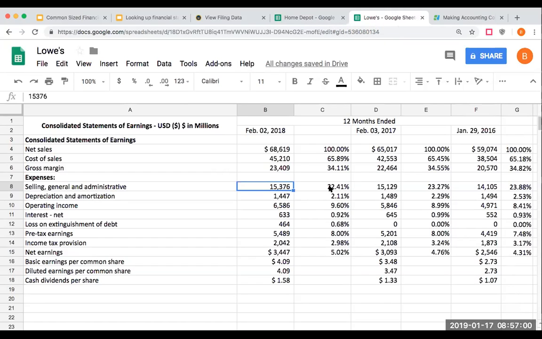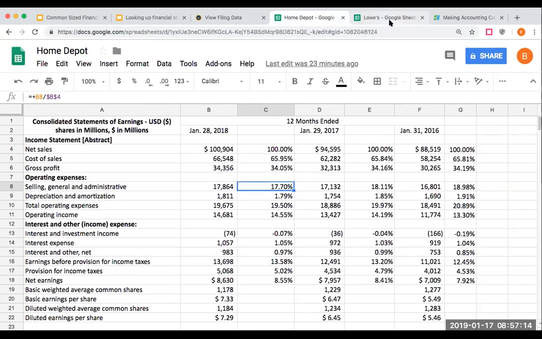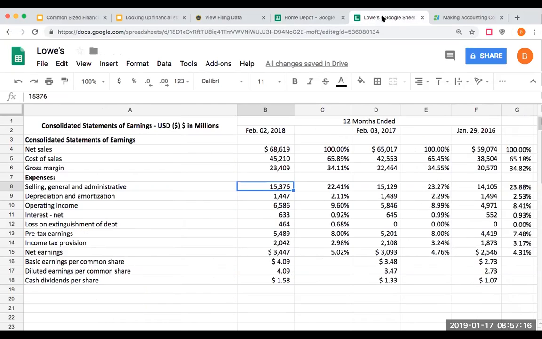So it's really important to go through here and keep in mind the relative size. In absolute dollars, the selling, general, administrative costs are less than Home Depot, but percentage-wise, it's higher. So if I was Lowe's, I would probably be asking, why is Home Depot so efficient in that one particular area?